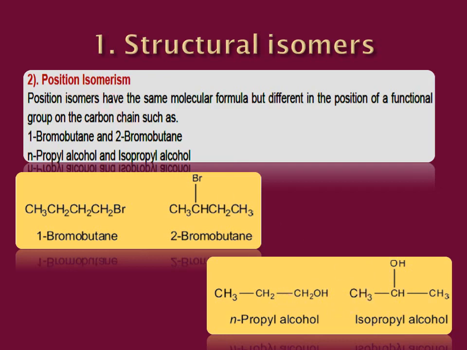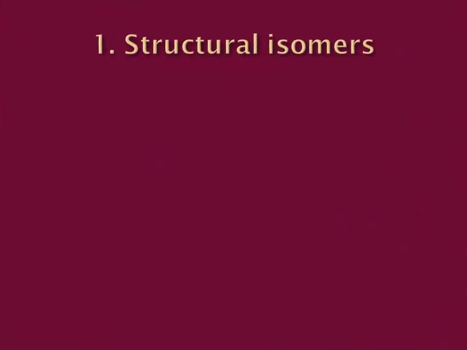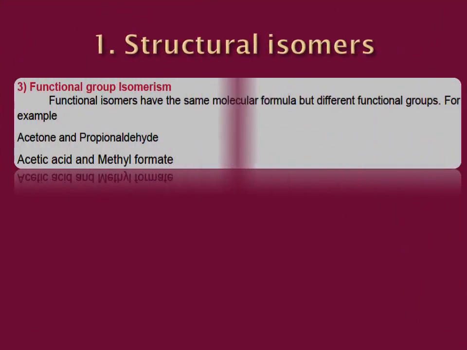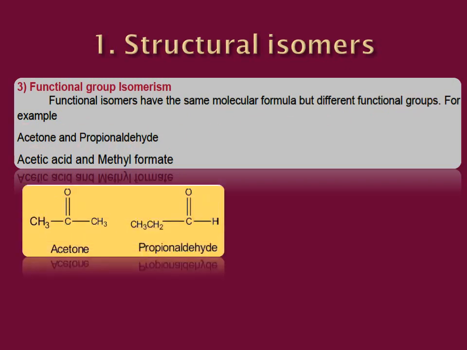The third structural isomers that we are going to study are functional group isomers. Functional group isomers have the same molecular formula, but they are different in the functional groups. For example, acetone and propanaldehyde. Students, you will see that both of these isomers have the same chemical formula. As you can see, 3 carbon atoms, 6 hydrogen atoms and 1 oxygen atom. Similarly, in this molecule, you have 3 carbon atoms, 6 hydrogen atoms and 1 oxygen atom.